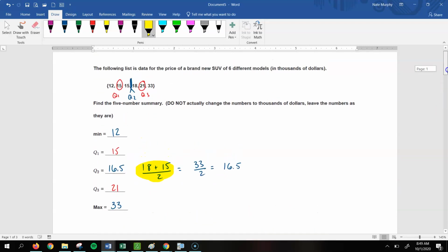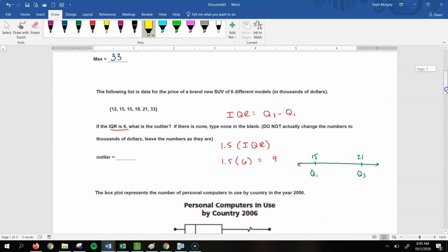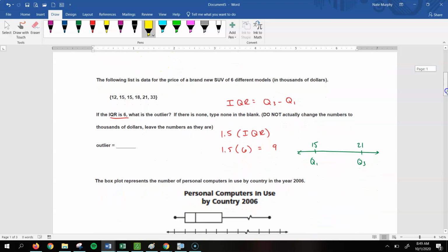Now there's another one where we're going to find the 5-number summary, and it looks at a box plot, but we'll get to that here a bit.